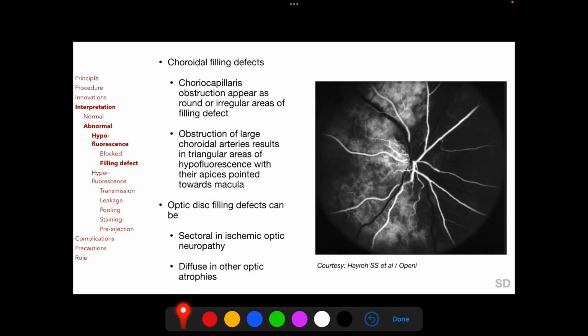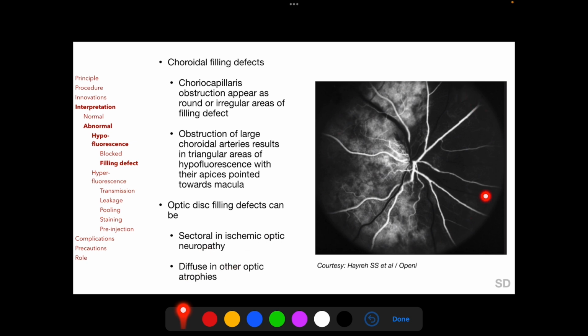Choroidal filling defects appear round or irregular when the obstruction lies in the choriocapillaries, but appear as a triangular area with apices pointed towards the macula when the obstruction lies in the larger choroidal arteries. Optic disc filling defects can be sectoral in ischemic optic neuropathy or diffuse in other optic atrophies.